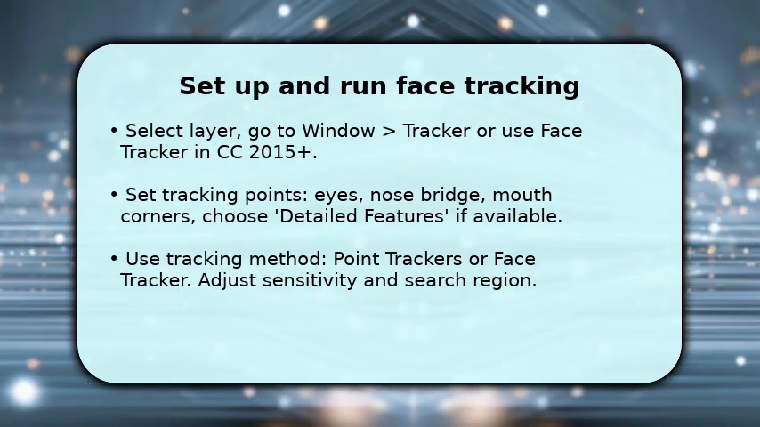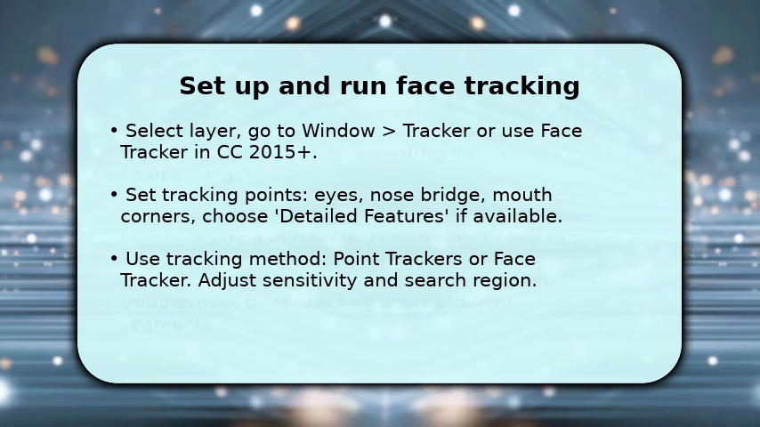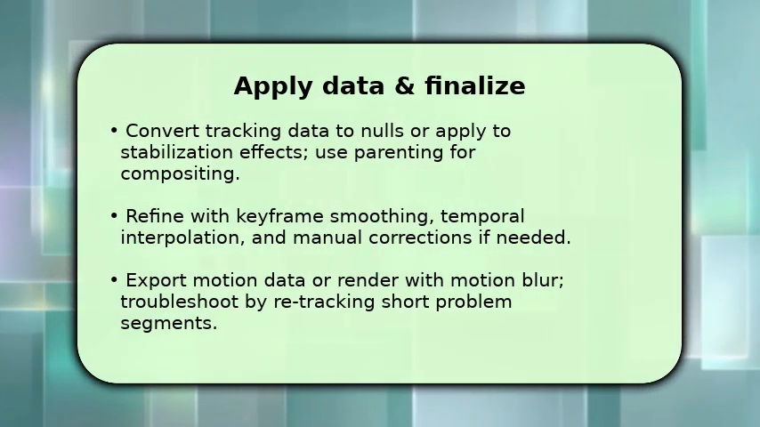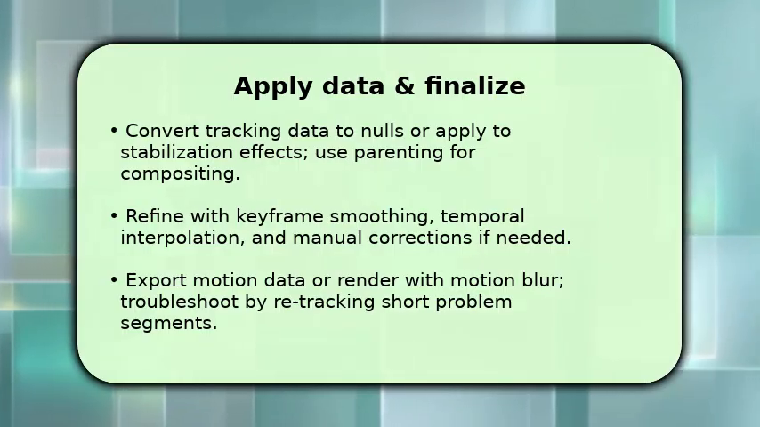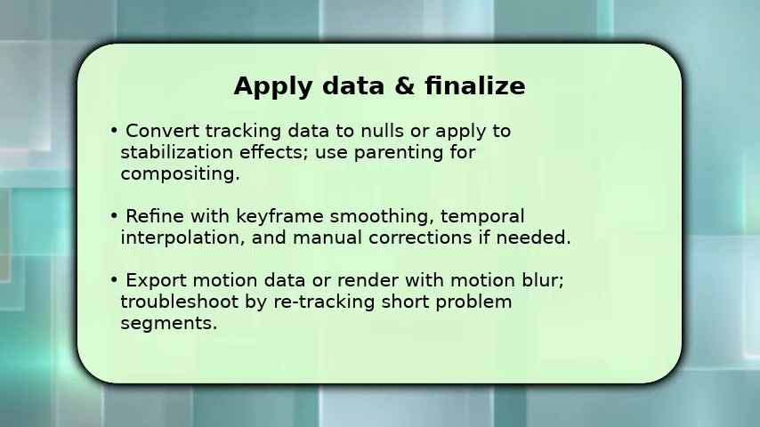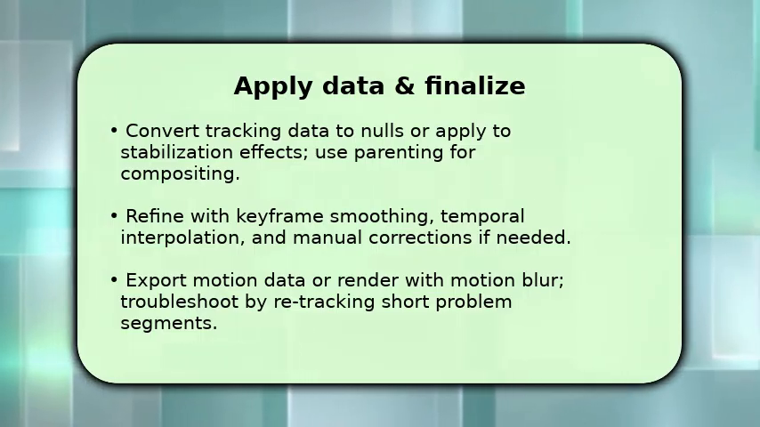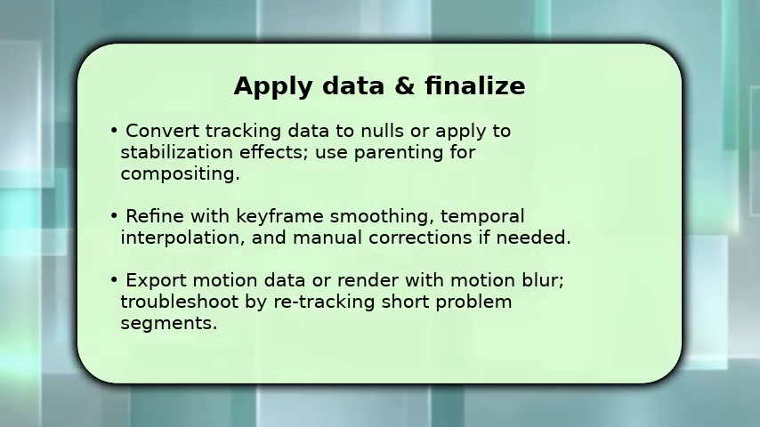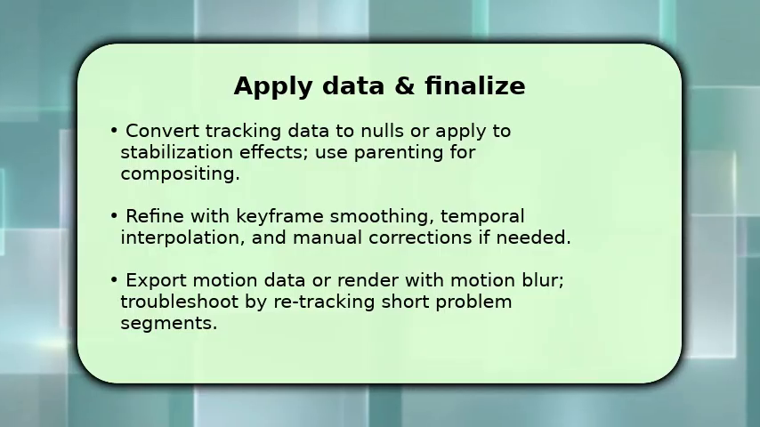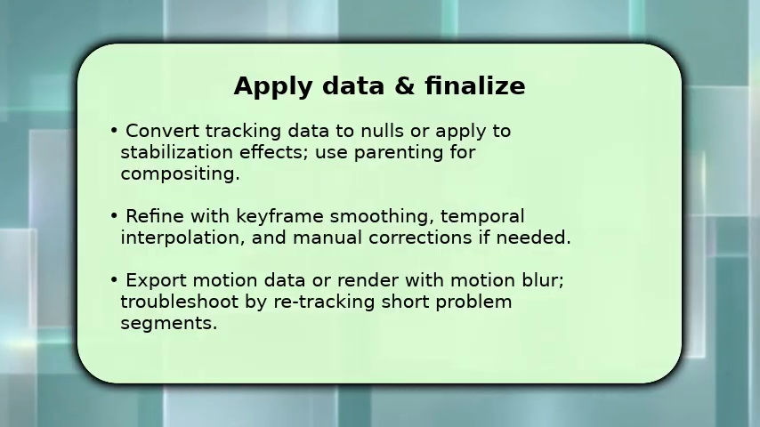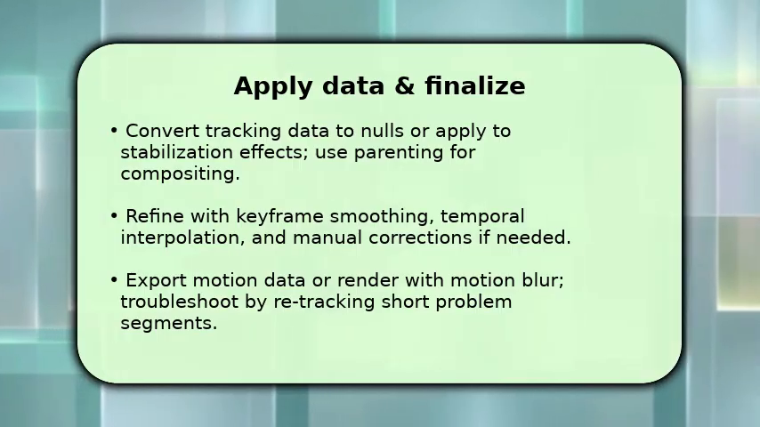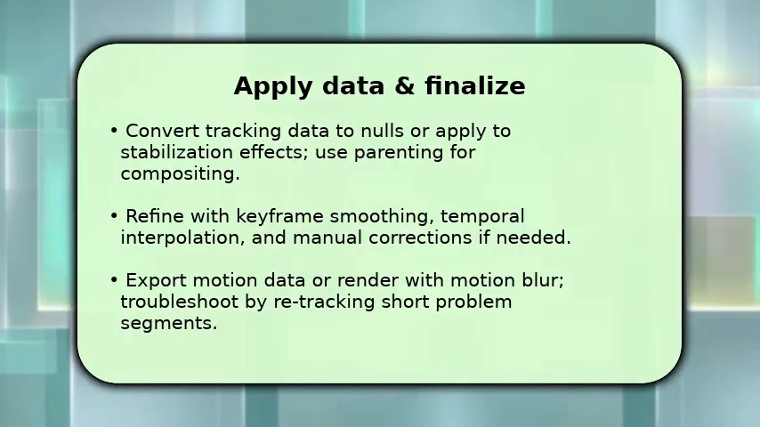Finish by applying your tracking data to a null object or directly to the layer you want to drive. Parent layers for compositing or export corner pins/motion data for external use. Once applied, smooth noisy keyframes with temporal interpolation and selectively correct frames where the tracker slipped. Render with motion blur for realism. If things go wrong, retrack small segments with adjusted search regions and reapply only that range. This targeted retrack saves time and prevents.